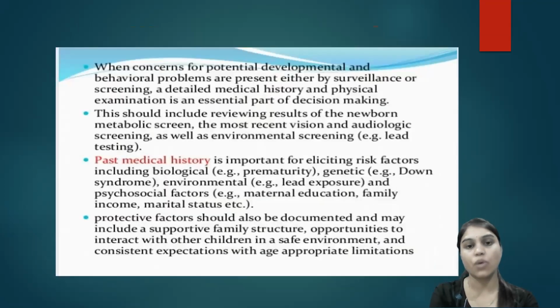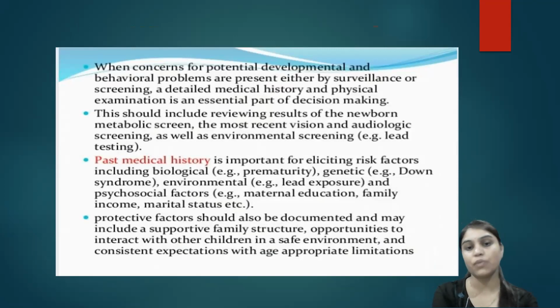When concerns about potential developmental and behavioral problems are present, either by surveillance or screening, a detailed medical history and physical examination is an essential part of decision making. This should include reviewing results of the newborn metabolic screen, the most recent vision and audiologic screening, as well as environmental screening, for example lead testing.